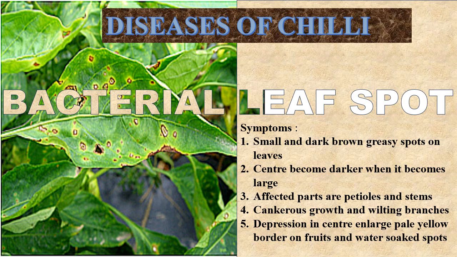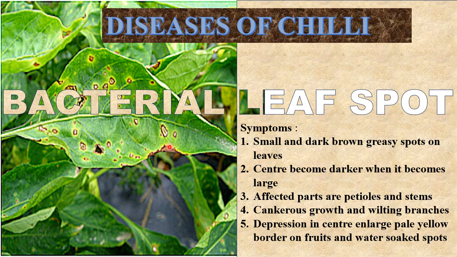The next disease of chili is bacterial leaf spot. Here you can observe in the image spots on the leaf that are circular at first, or sometimes irregular in shape, with dark brown greasy spots and black spots. At first they look whitish, surrounded by a dark circle.